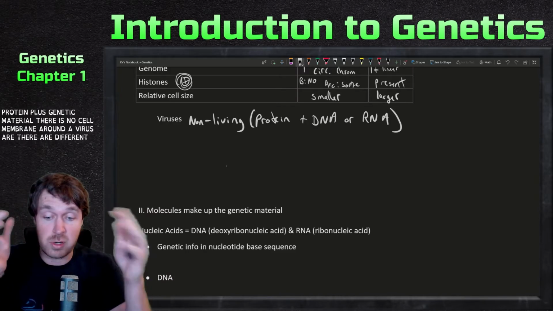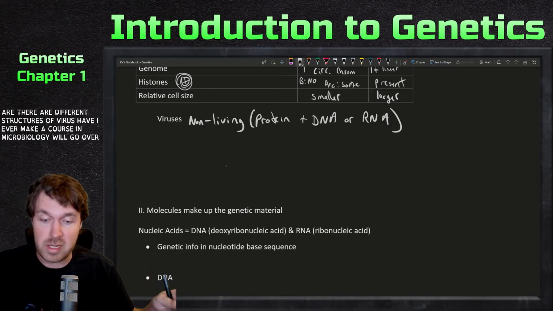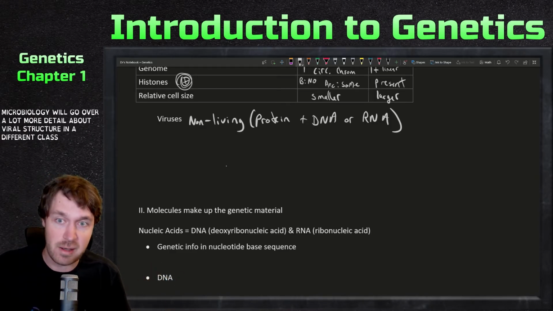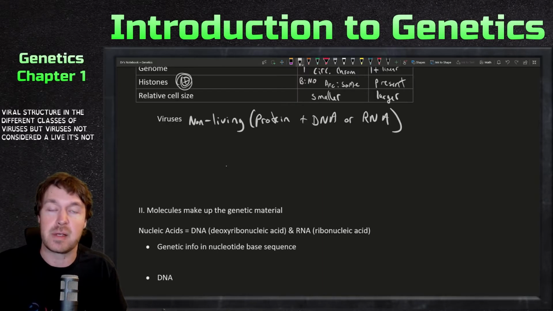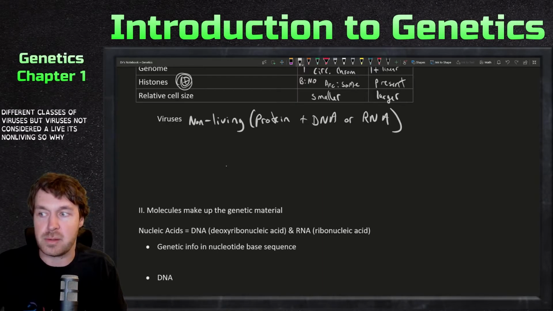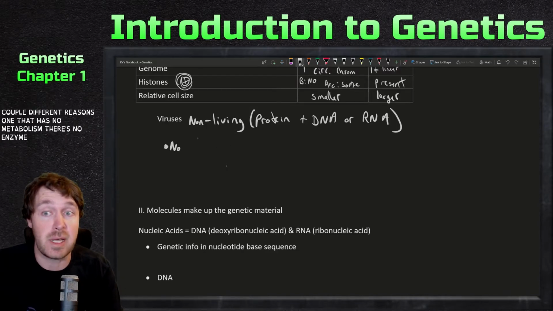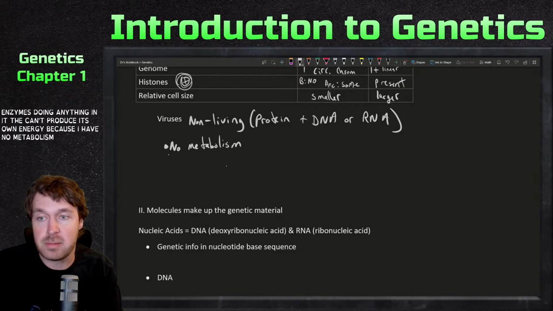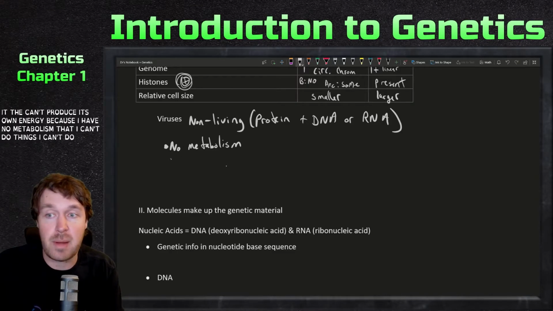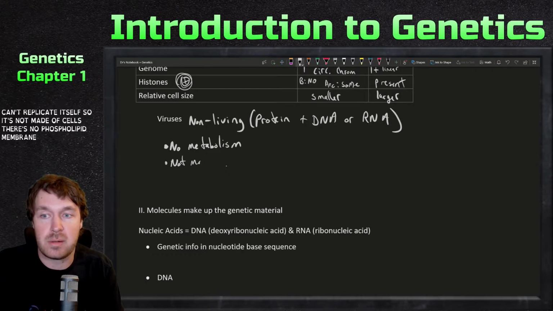There are different structures of virus, and if I ever make a course in microbiology, we'll go over a lot more detail about viral structure and the different classes of viruses. But a virus is not considered alive. It's non-living. It's not alive for a couple of different reasons. One, it has no metabolism. There are no enzymes doing anything in it. It can't produce its own energy. Because it has no metabolism, it can't do things. It can't replicate itself. It's not made of cells. There's no phospholipid membrane.